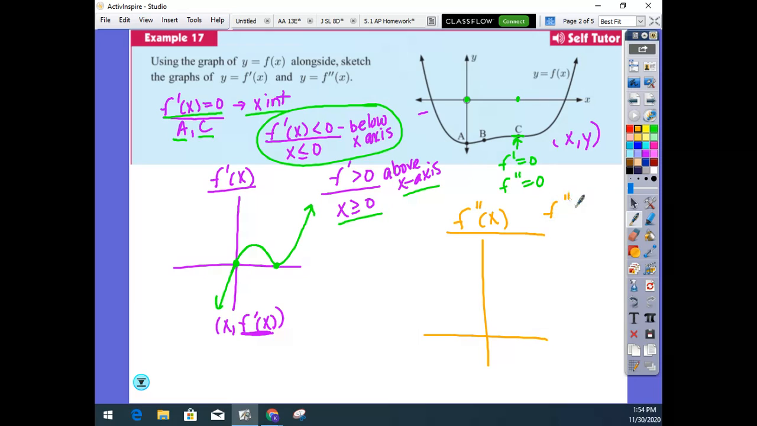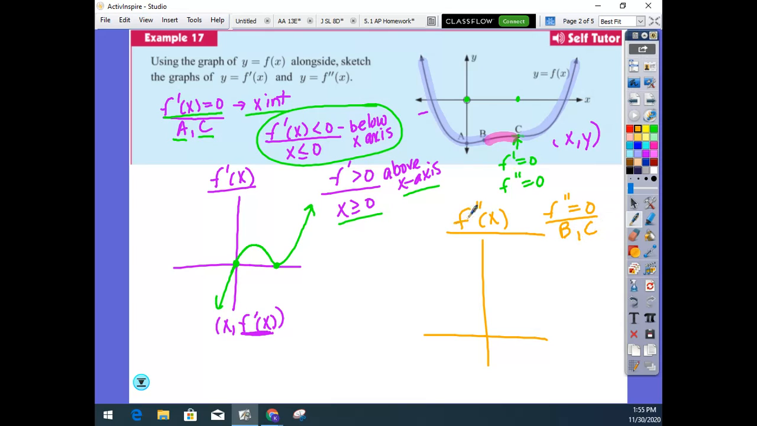Now, where is f double prime equal to 0? That's what we look for on f. Where does it change curvature? Where does it change from concave up to concave down? From here to here, it's concave up. And from here to here, it's concave up. And there's this little piece that's concave down. I kind of over accentuated it, but it changes curvature at B and C.